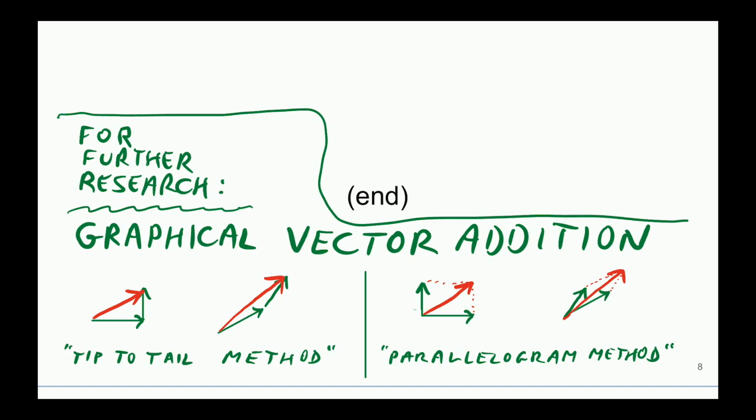So if you're interested in graphical vector addition and the concept of adding vectors and what it means to add a vector in 2 dimensions, check that out. You can look up these keywords, tip-to-tail method and parallelogram method. That's all I have to say about arrows for vectors.